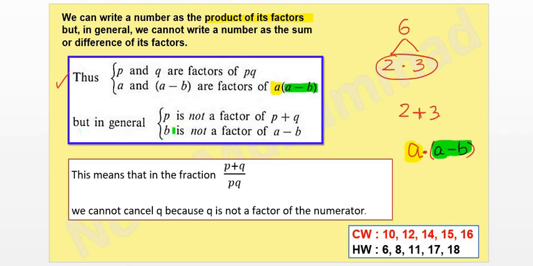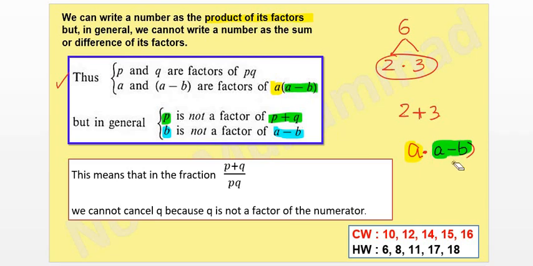Here you can say in general, P is not a factor of P plus Q. So if you add P and Q, you cannot say P is their factor. Similarly, if you subtract, A minus B, you cannot say B is a factor of A minus B.